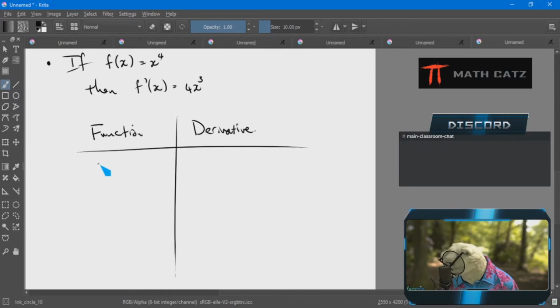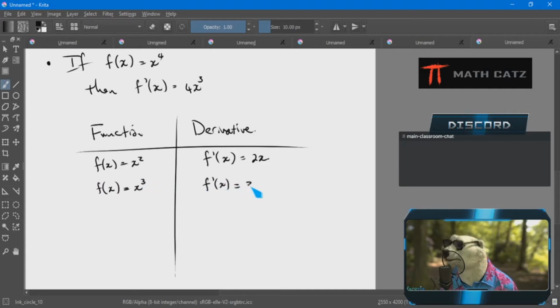Original function, f of x, x squared. Derivative is 2x. Original function, x cubed. Derivative, 3x squared. Original function, take my word for it, do it if you want to, absolutely.